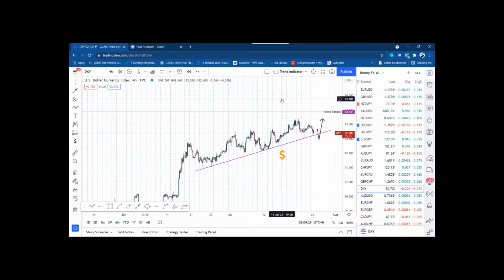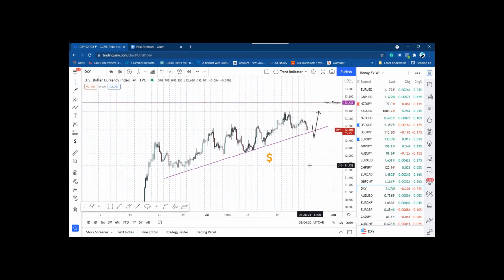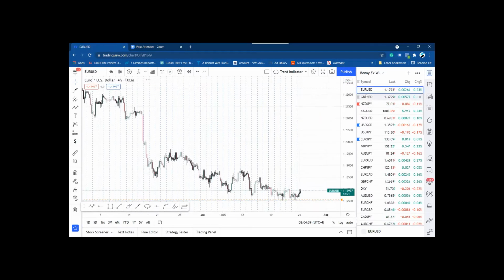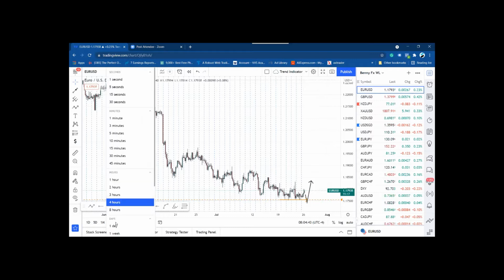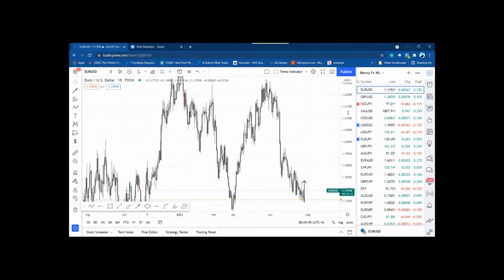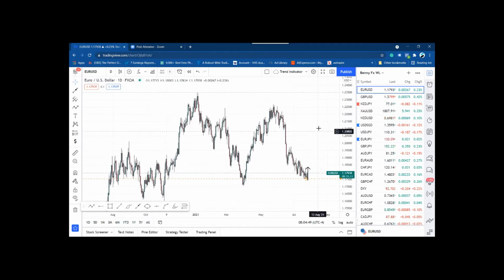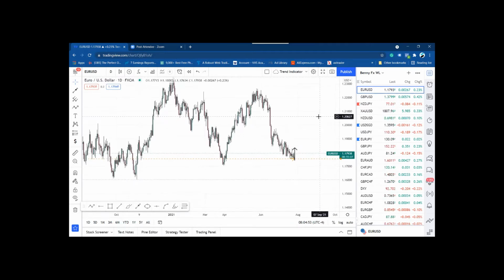Okay. Now, once I have that bias, the next thing I will do is go to the currency that I'm going to trade. For example, euro dollar. Now, euro dollar has been moving lower for weeks already. All right. Then I said that before in the previous live trading. I think the euro dollar has potential to move even lower.